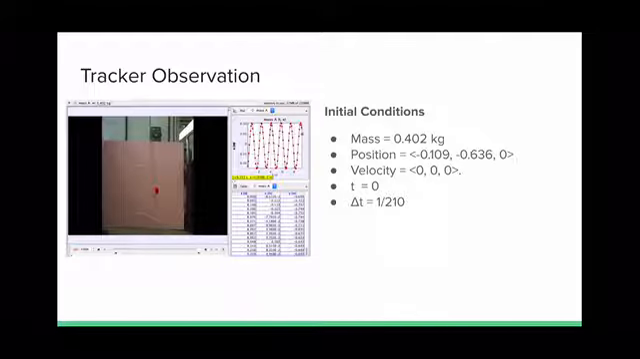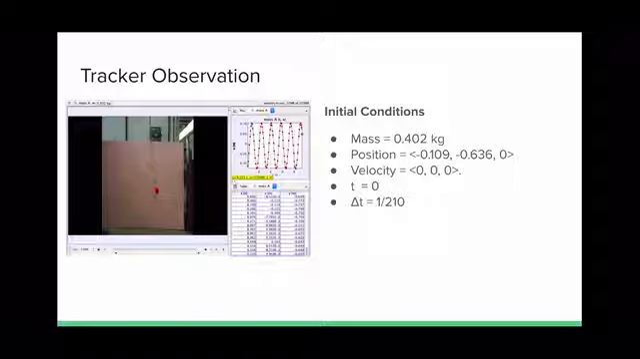So here is the tracker observation. On the left of the image is the video that was observed, and on the right is the graph and the data points of every position of the ball per frame when it was moving.